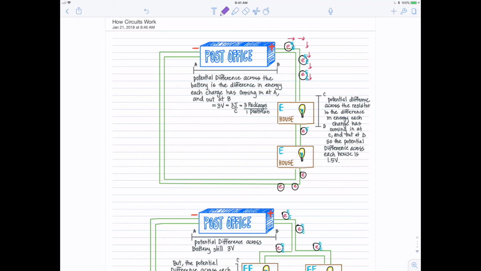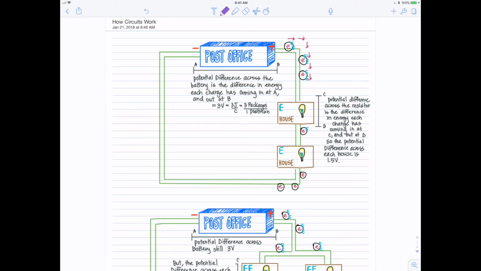So getting back to our analogy, the postman, or the coulombs, leave the post office with a bag full of packages. The packages are the joules of energy. Now the postman will pass through houses on his path, and he must return to the post office at the end of his route with a bag that is completely empty, meaning he has to get rid of all his joules of energy along this path.